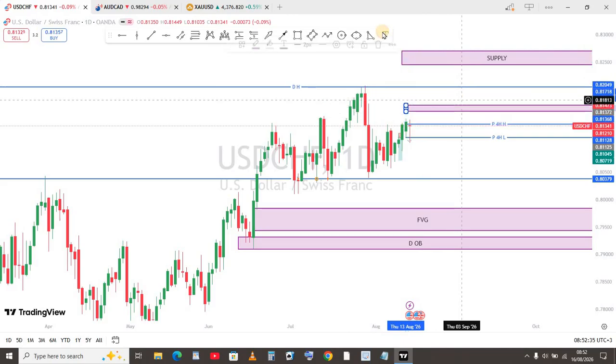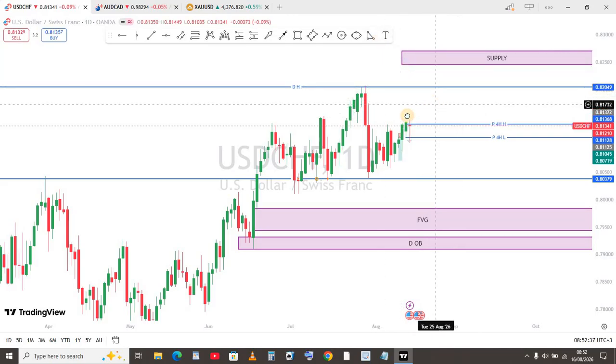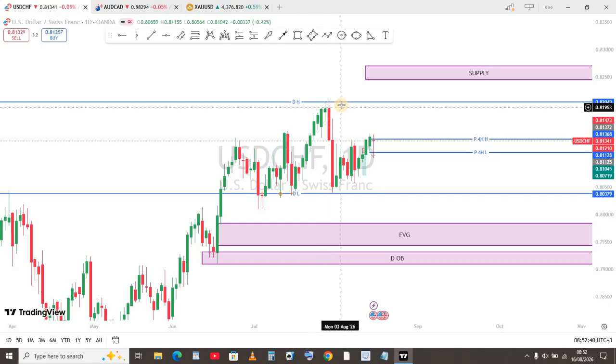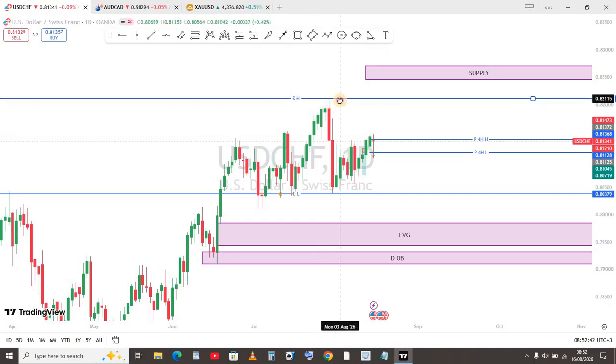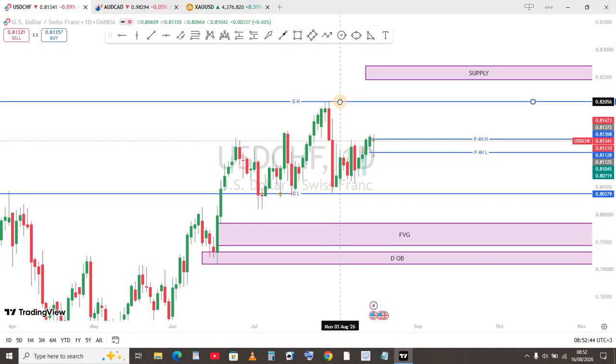We mark our daily high, daily. So this is our daily high. As you can see, this is still the highest point of our daily high. And this is the lowest. So this was just a pullback.